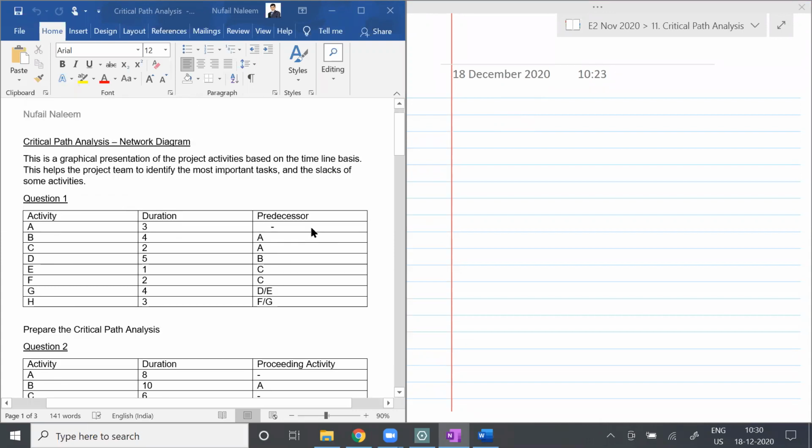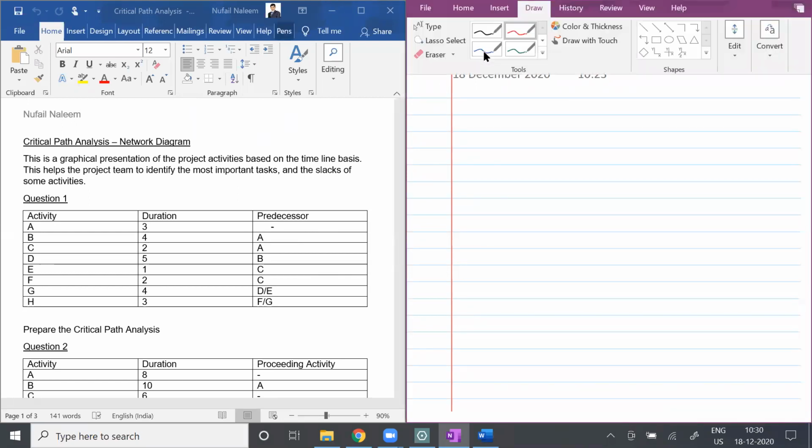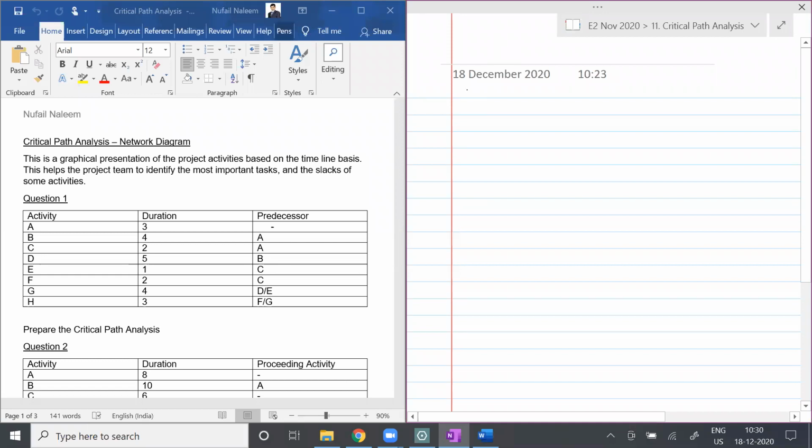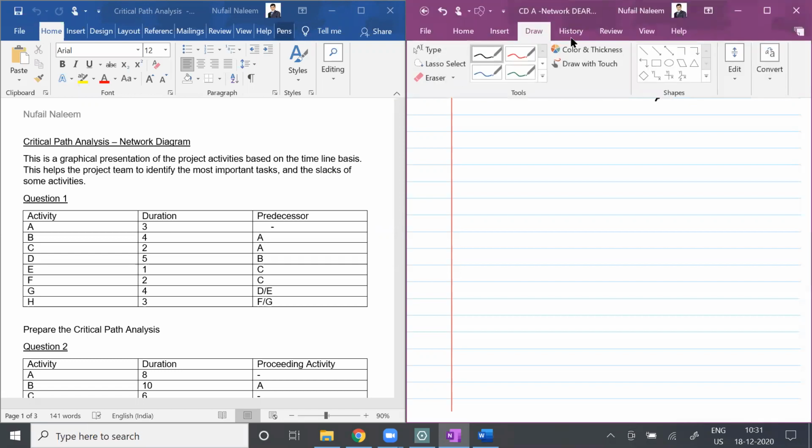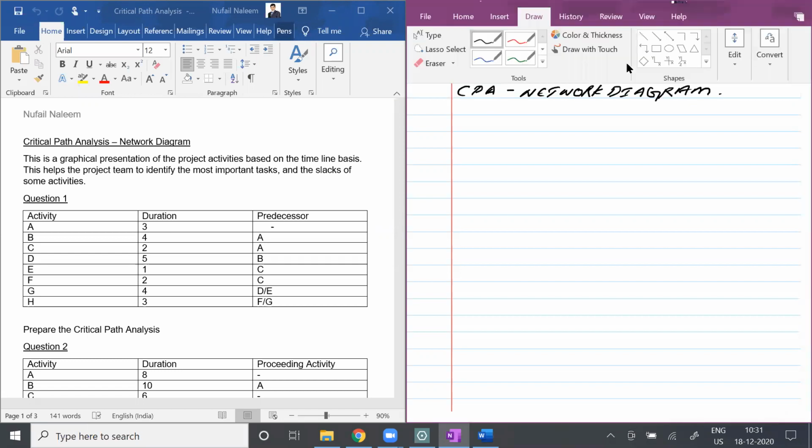So Malit, what we will do is initially let's start with the CPA analysis. I am not going to teach you the method that is in the study text, because in the study text the method is very much technical rather than logical. CPA analysis, network diagram, we generally say. If it is a diagram, the meaning is this is a graphical presentation of the project time.